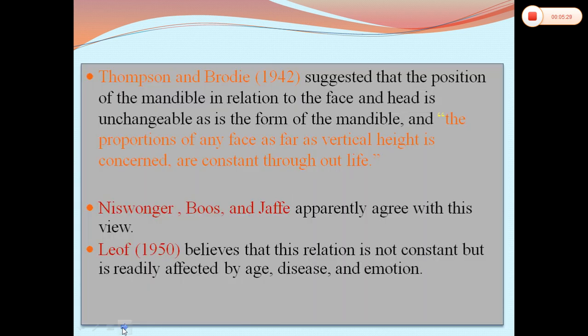Thompson and Brody suggested that the position of the mandible in relation to the face and head is unchangeable, as is the form of the mandible, and the proportion of any face as far as the vertical height is concerned, and are constant throughout life. Niswanger, Bruce and Zeff apparently agree with this view. Leo of 1950 believes that this relation is not constant but is readily affected by age, disease and emotion.